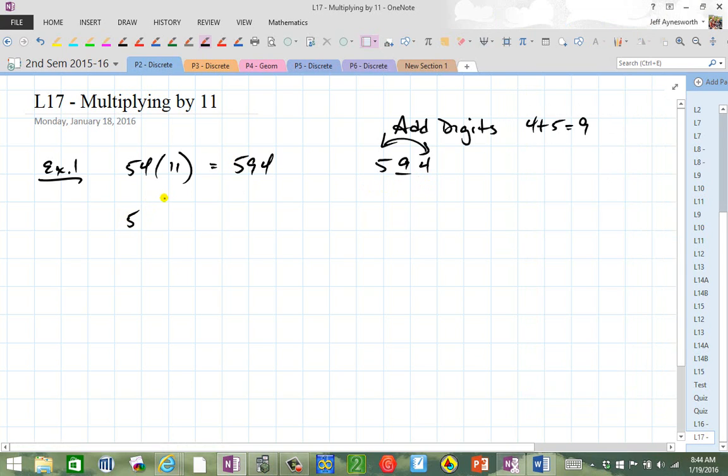Let's take another number. Let's say 51 times 11. You take 5 and 1, split the number 51. 5 plus 1 is obviously 6, and insert it in the middle. So the answer is 561.